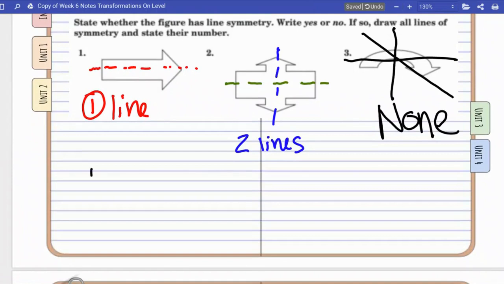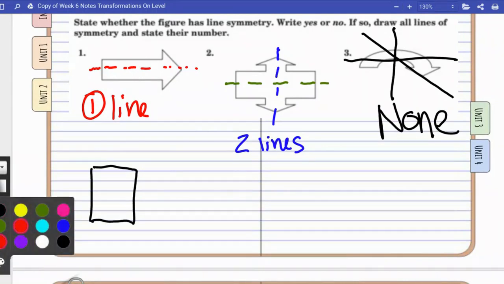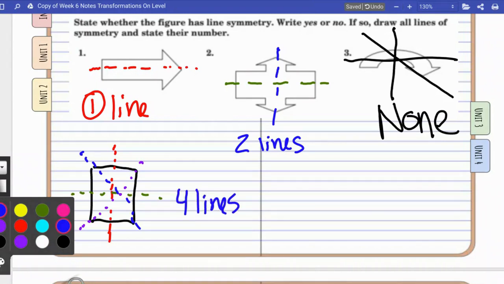Think about a square. I can cut it vertically. I can cut it horizontally. But on a square, I can also do diagonally. Think about folding a napkin in half. It would make a triangle. And I can cut it diagonally this way. So a square actually has 4 lines of symmetry.